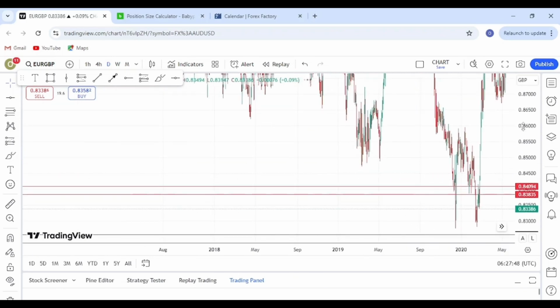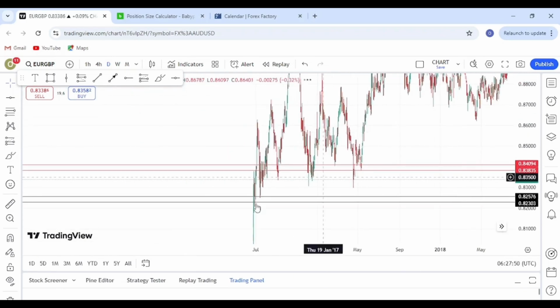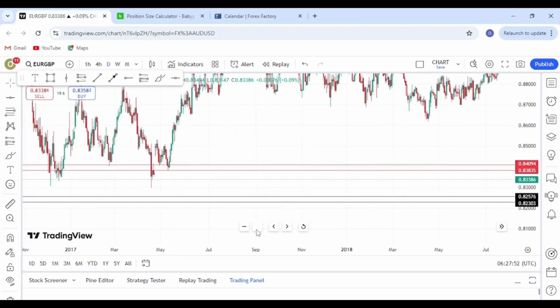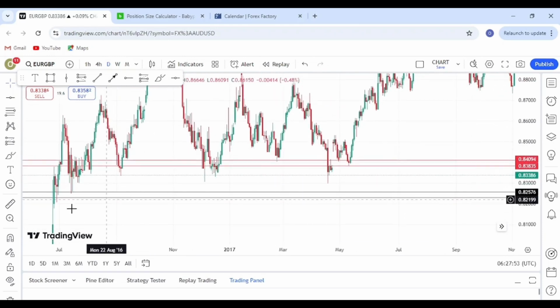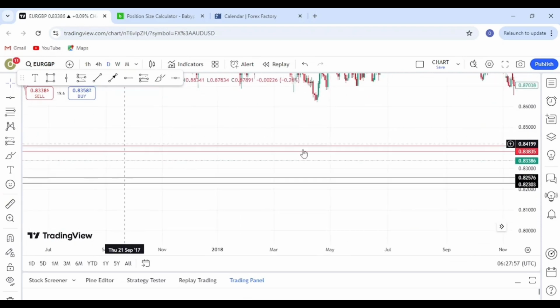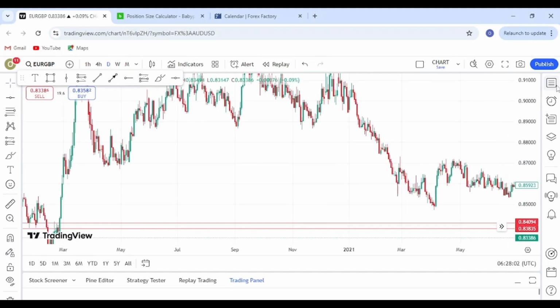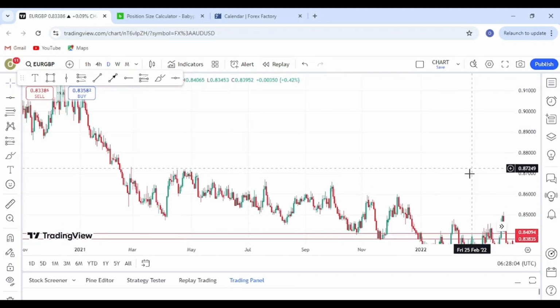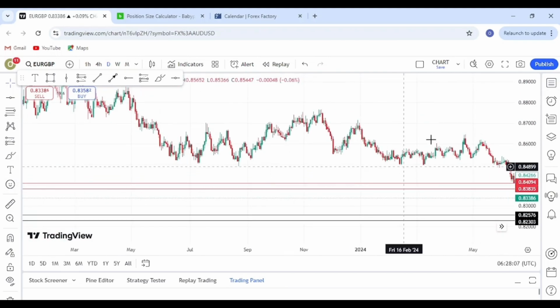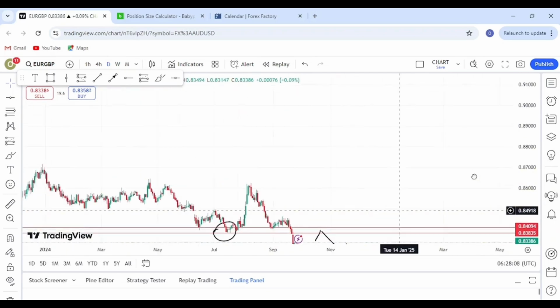Let's check. You can see that price also used that same level. You see price reacting at that level. So that makes that level very important to me. That makes that level very significant. So in the coming week, I'm looking to sell Euro GBP from this zone. I'm looking to sell Euro GBP from here.